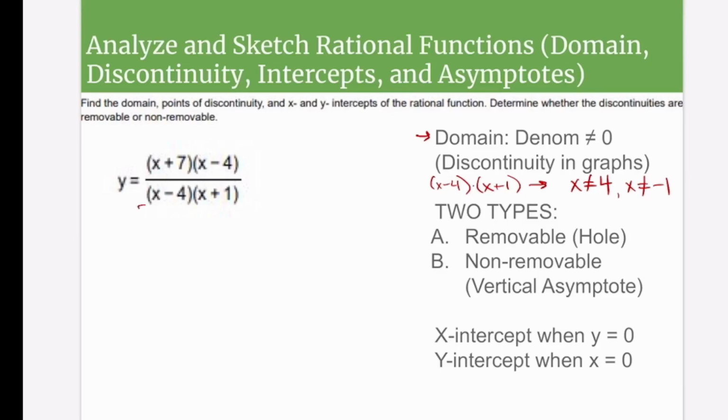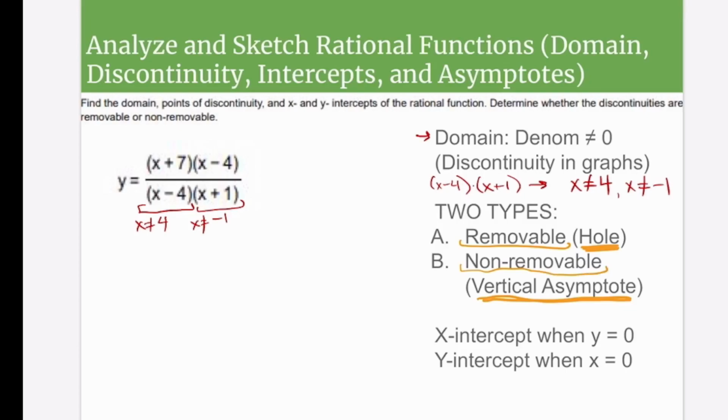Positive 4 would make this discontinuous, negative 1 would make that one discontinuous. So we got 2 parts. The way you graph them is going to be different. So there's 2 types of discontinuity. There's a hole, which is what we call a removable discontinuity, and a vertical asymptote, which I did in a previous video, which is something that cannot be removed.